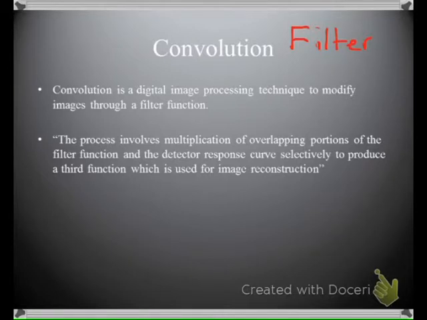Convolution is a digital image processing technique to modify images through a filter function. And so basically, it's charged with cleaning up the images. And we'll see that actually applied to some of our algorithms. The second bullet point says the process involves multiplication of overlapping portions of the filter function and the detector response curve selectively to produce a third function, which is used for image reconstruction. Basically, you can really not worry about that. Sometimes our book gets in a very, very in-depth discussion of things.